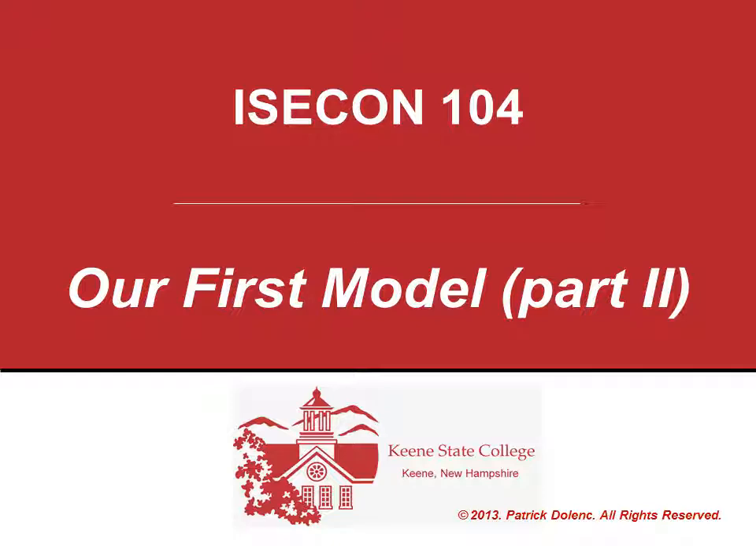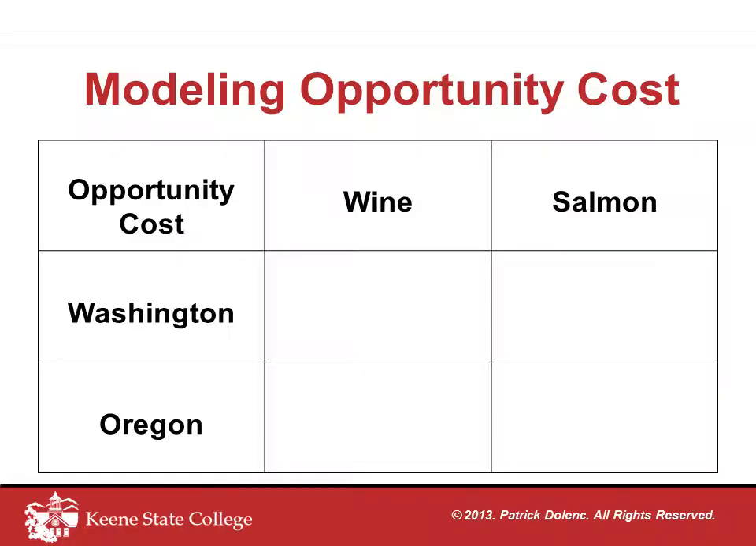As you'll recall from the last presentation, we were focusing on wine and salmon production in two locations, Washington and Oregon. In this presentation, we're going to calculate the opportunity cost for each activity in each location. We'll start with determining the opportunity cost of wine production in Washington.